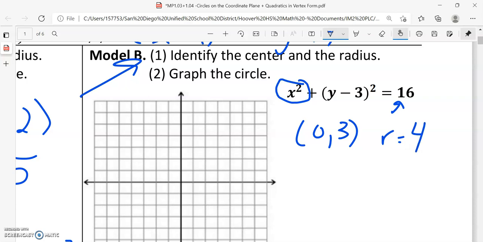So let's go to 0, 3. Here's 0, 0. We don't go anywhere left and right, but we do go up 3. That's our center. And then our radius is 4. So 1, 2, 3, 4. 1, 2, 3, 4 down. Going left, 1, 2, 3, 4. 1, 2, 3, 4. Then draw your best circle.